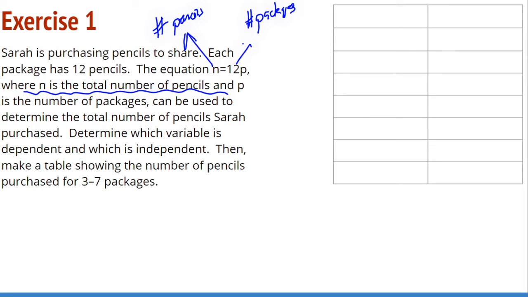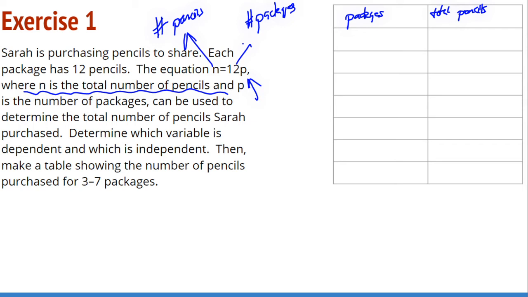Which variable is dependent and which is independent? Well, the total number of pencils is going to depend on how many packages I bought. If I bought 1 package, I'm going to get this many pencils. If I buy 2 packages, I'm going to get this many pencils. So I'm going to say that my packages are independent and my total pencils are independent. Sorry, dependent. Total pencils, dependent.